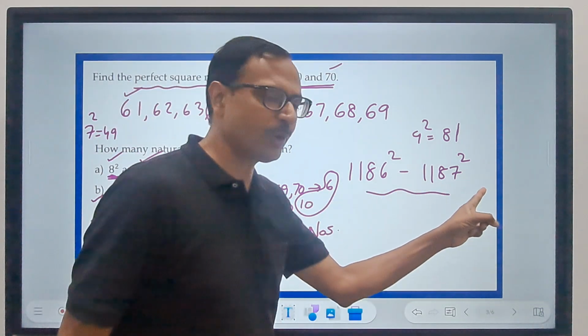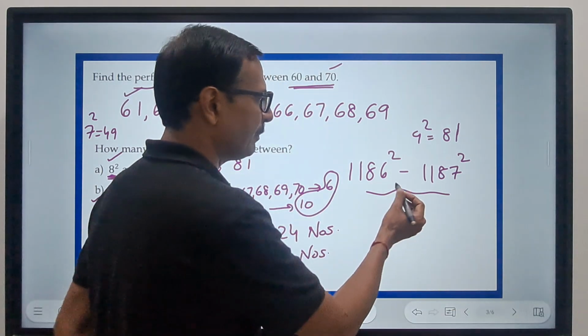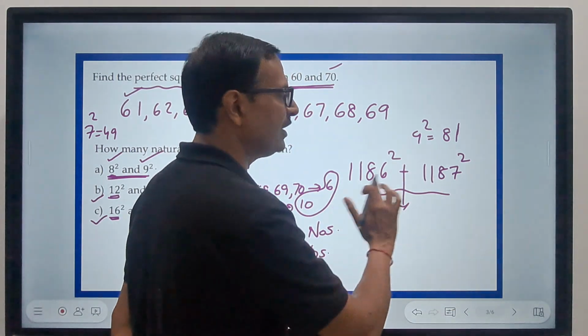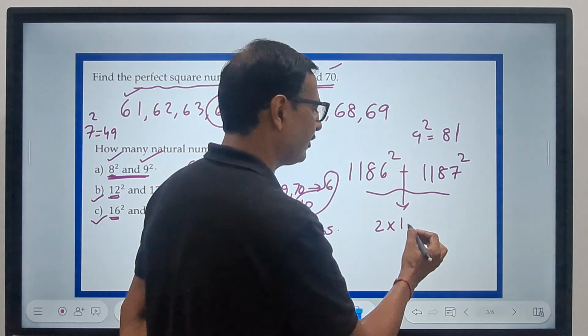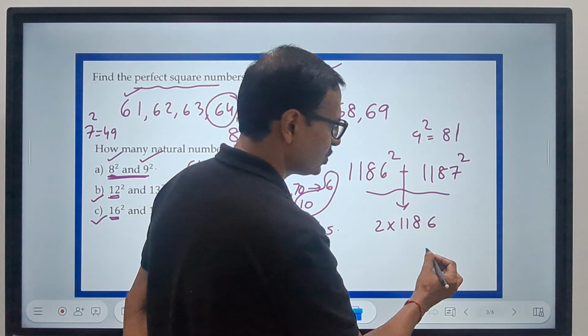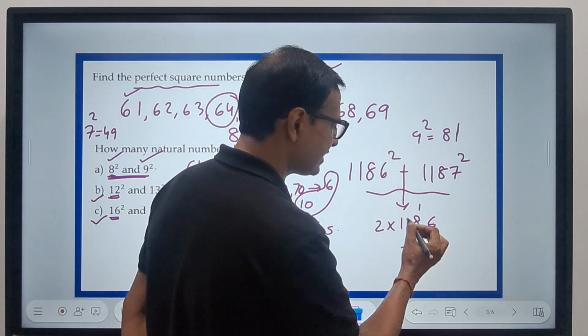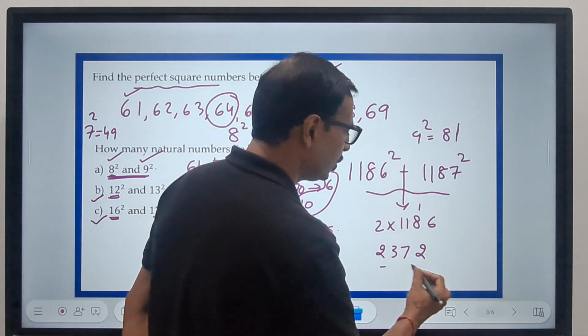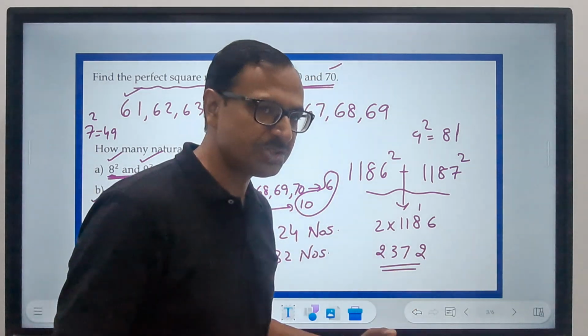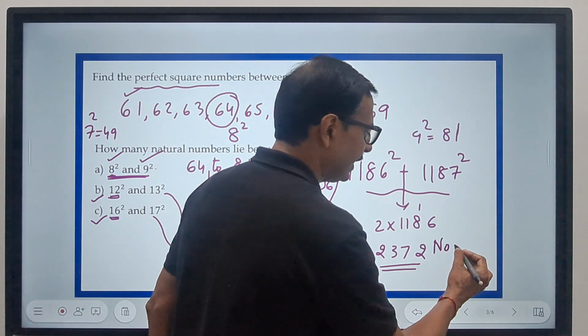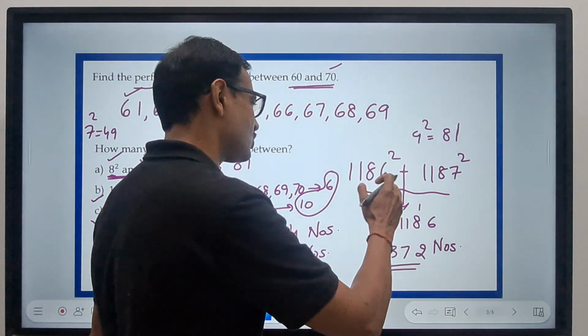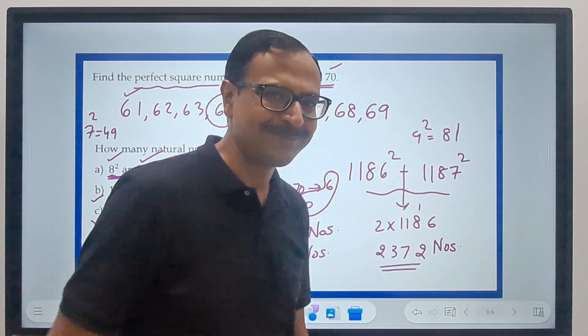Now I think you can work on this problem also. The number of natural numbers lying between these two will be double of 1186, which is 12, 2, 1 carry, 17, 7, 1 carry, 3 and 2. 2372 natural numbers lie between 1186 square and 1187 square.